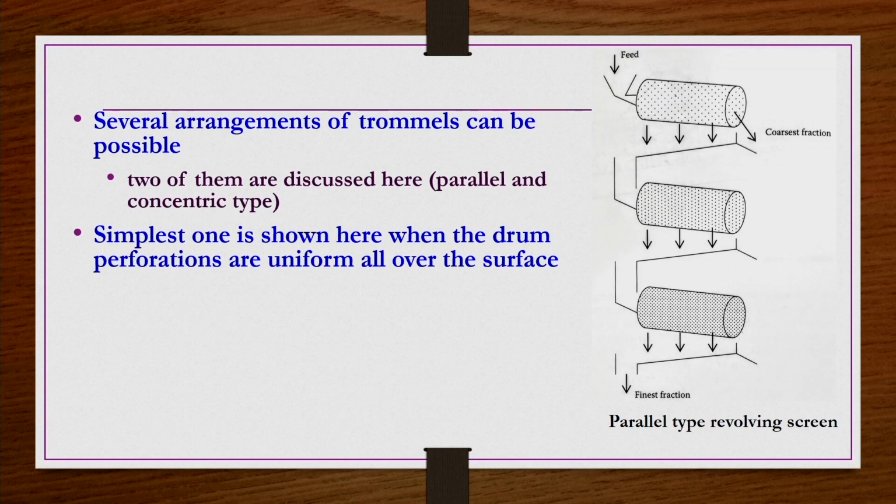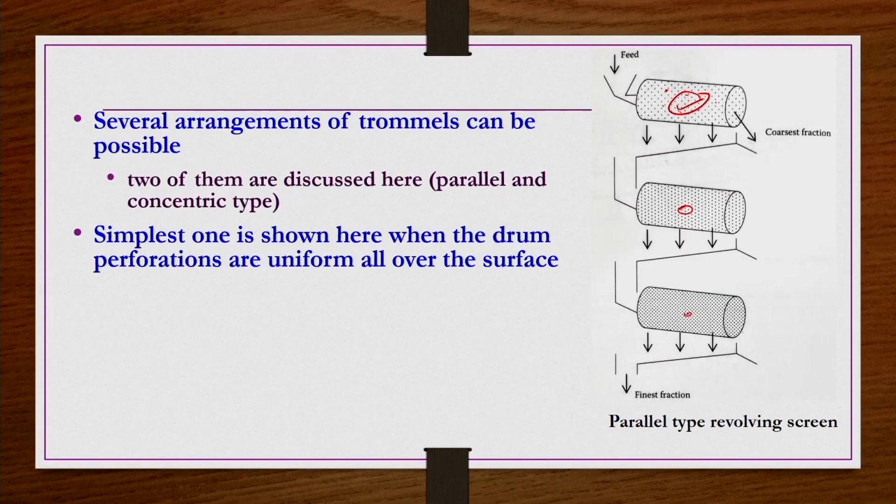Here, let us say only 3 drums are shown, but we can have n number of drums with different openings. The thing is that the openings in each drum are uniform. Here you can see the first one has the coarsest opening, then the medium opening, and the bottom-most one has a much smaller opening. But within each drum, the uniformity of the screen openings is there, okay.